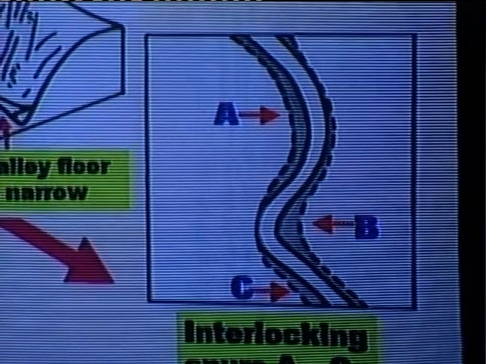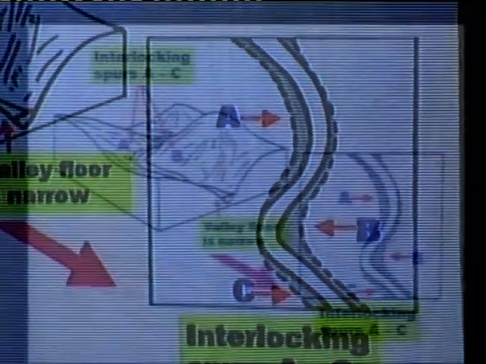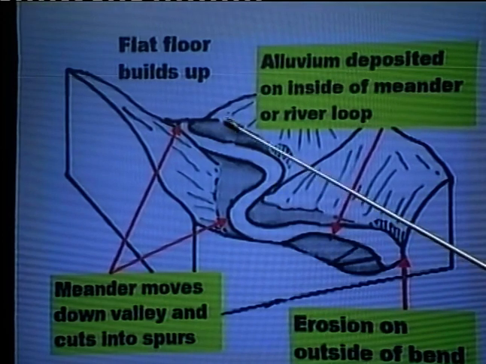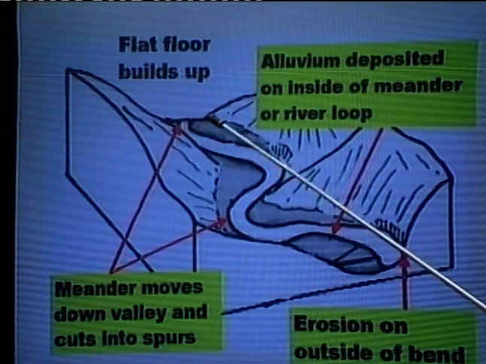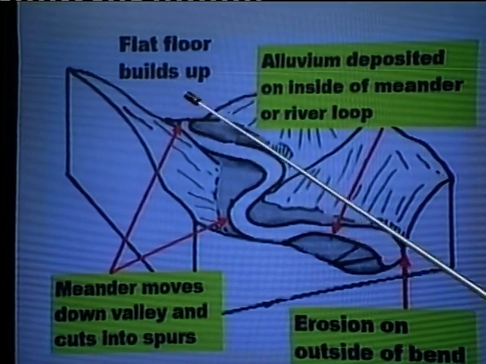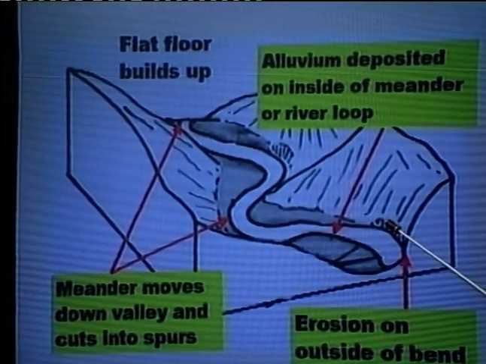Note that area. As we go to the next stage and the continuous erosion and deposition on the concave banks and the convex bank, you can see now that as the river meanders down, it starts to actually cut the interlocking spurs, and it starts to open them out. And the opening or the cutting will then result in a floodplain developing, or a flat floor which starts to build up. That flat floor you can see is referred to now as the U-shaped valley.